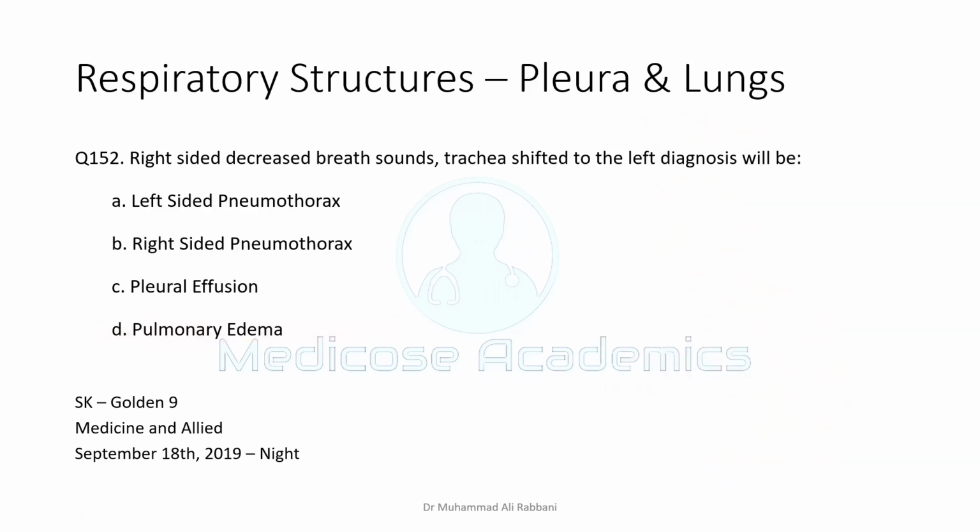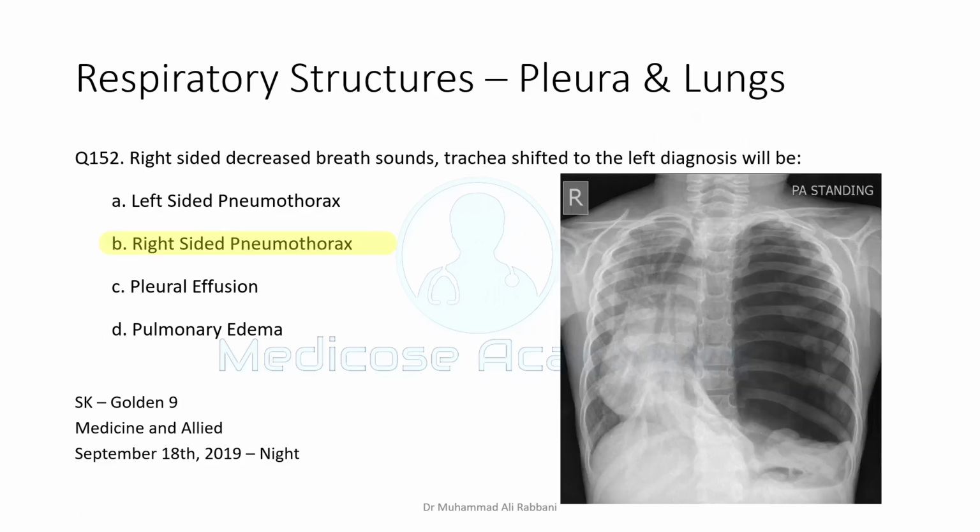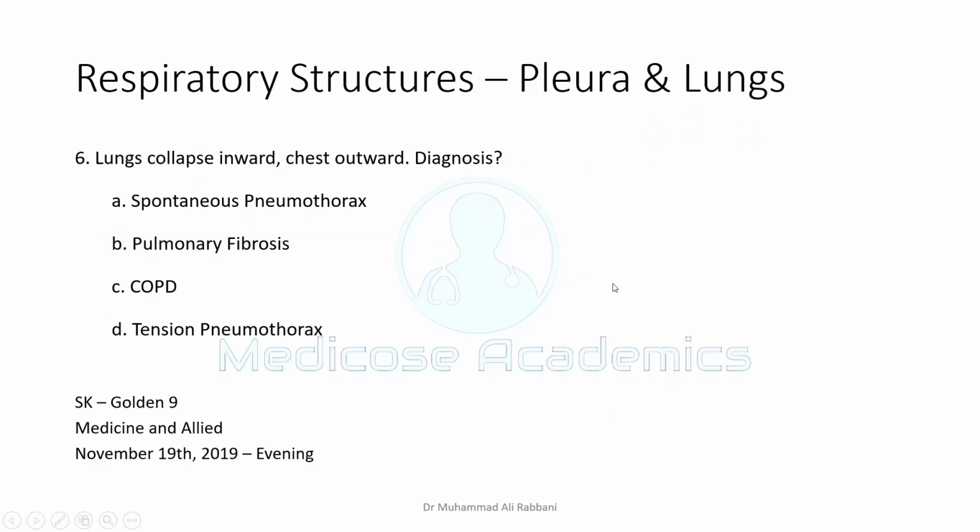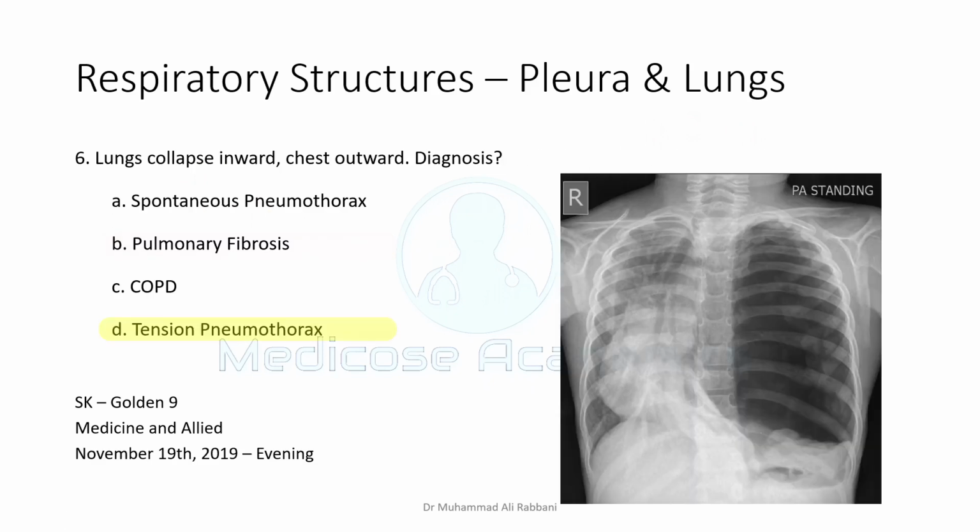Right-sided decreased breath sounds, trachea shifted to the left, the diagnosis is a simple one. That's a pneumothorax, right-sided pneumothorax. Actually, it's a tension pneumothorax that has led to pushing of the mediastinum towards the opposite side. By the way, this X-ray does not match the side of the question, so don't get confused by that. Lung collapsed inwards, chest outwards, diagnosis again, tension pneumothorax.